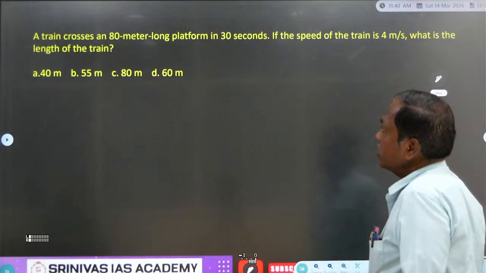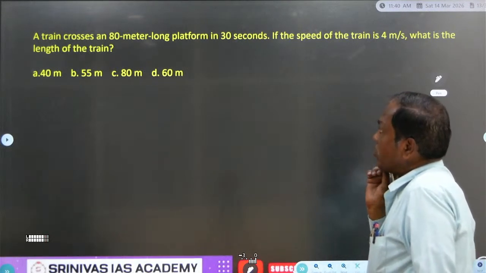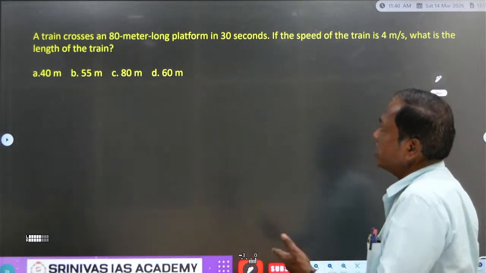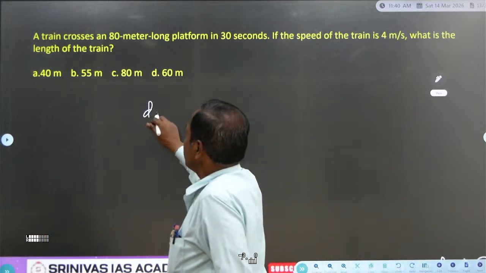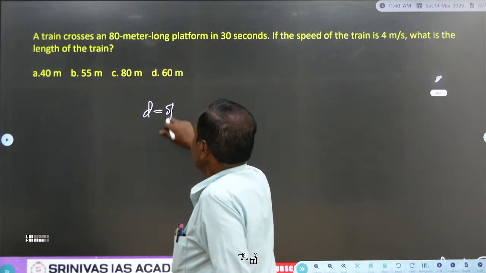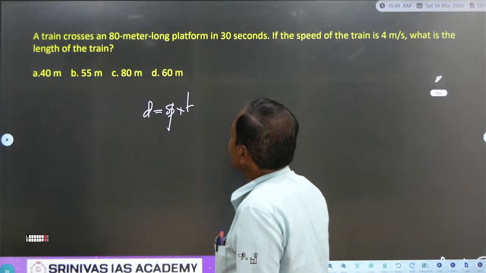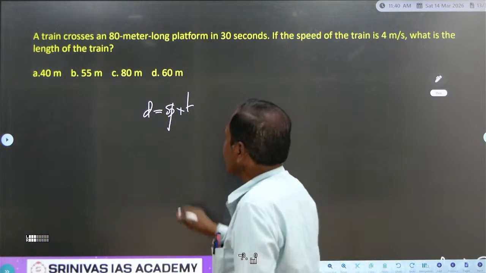Next one. A train crosses an 80-meter long platform in 30 seconds. If the speed of the train is 4 meters per second, what is the length of the train? Simple question. Distance is speed into time. What is that 80-meter long platform?